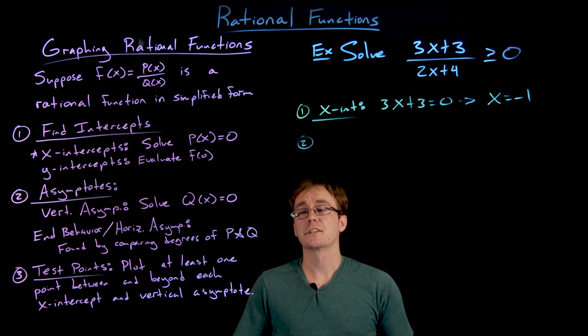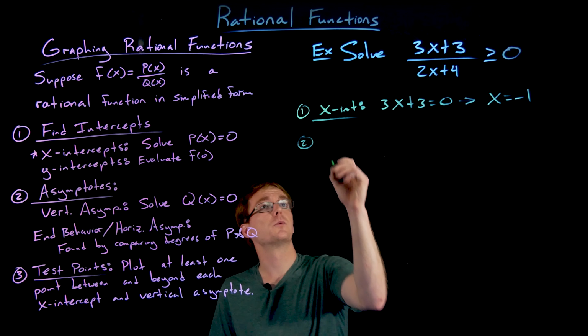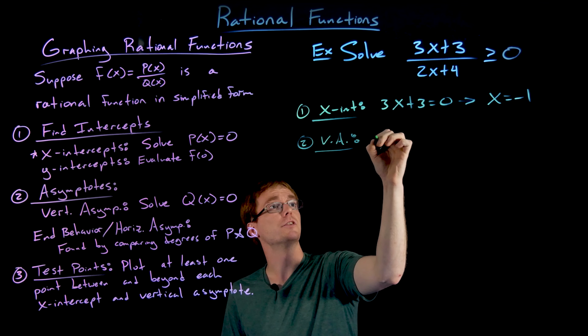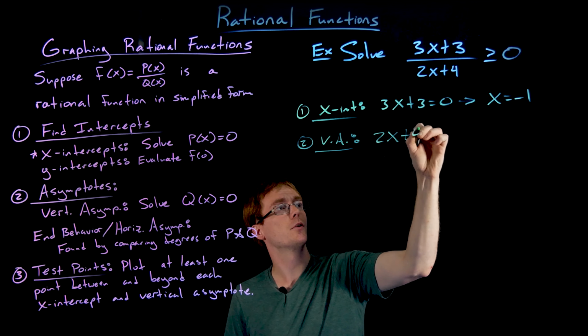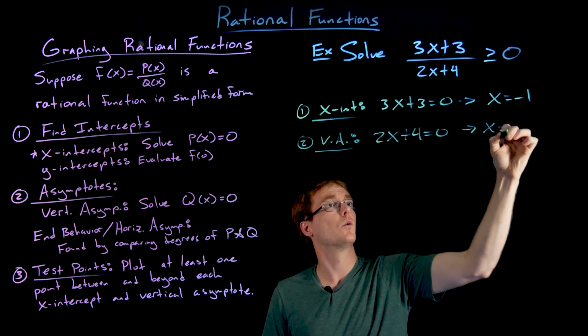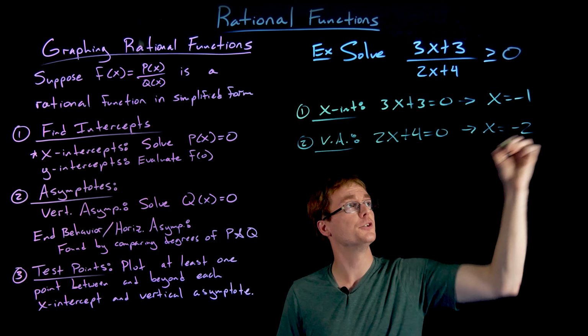All right, so next up are our vertical asymptotes. That's when our denominator is equal to 0. So we have to solve 2x plus 4 equals 0. And well, that's going to have a solution when x is equal to negative 2.